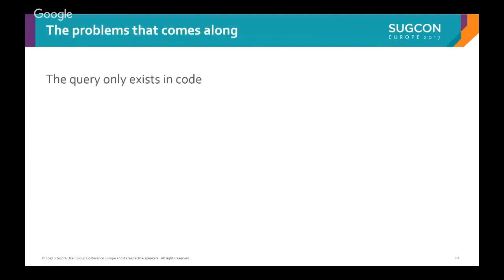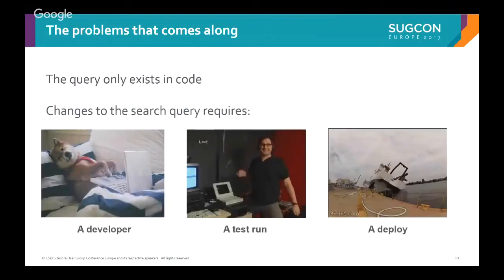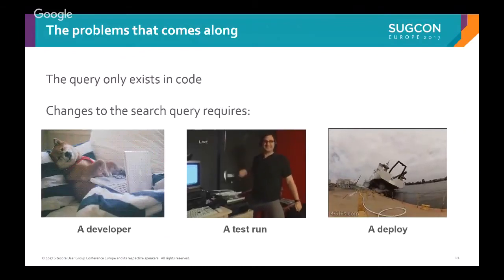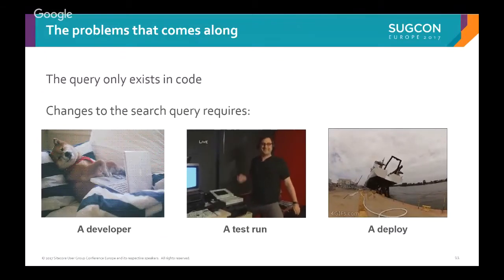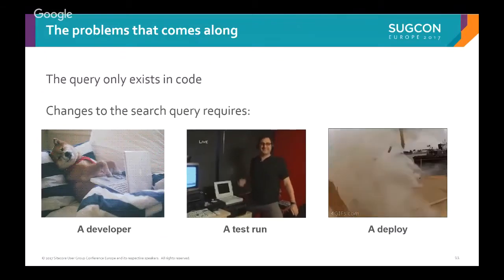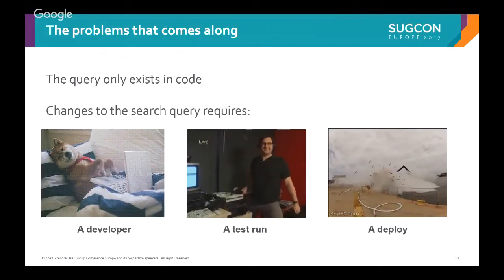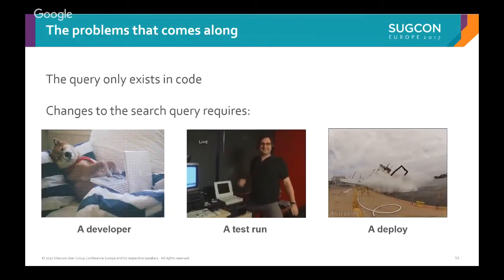So the problem that comes along with the current approach is, as I said, the query just exists in code. And this gives some challenges because, first of all, you need to have a developer involved in making the changes. Once those changes are in place, we're doing some testing. We are doing some testing as developers. The client may be doing some testing, maybe not in a complete fashion. And at the very end, we're going to ship it. And what could possibly go wrong with shipping code, right? So, yeah.